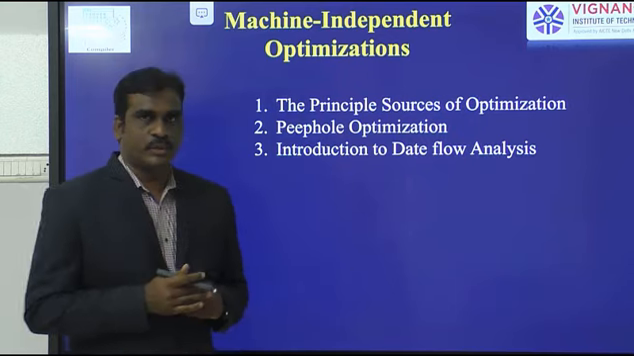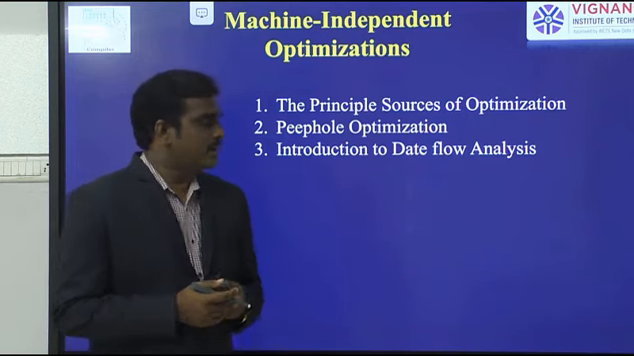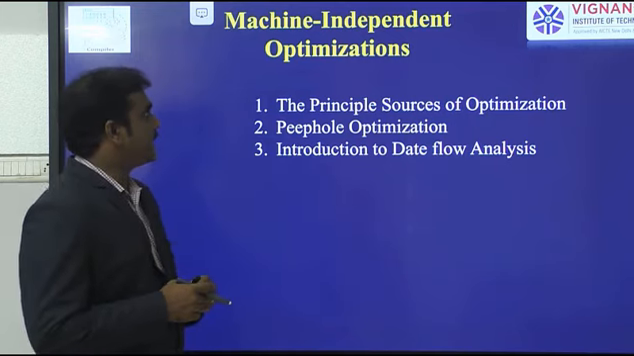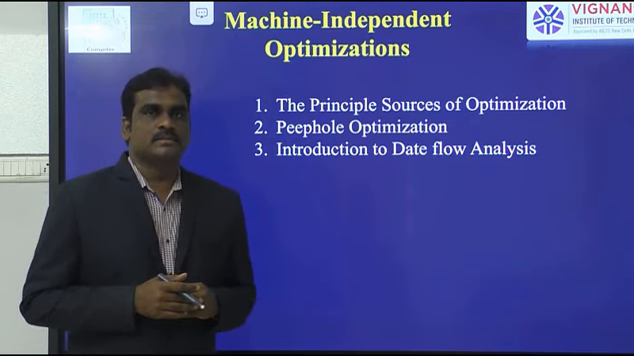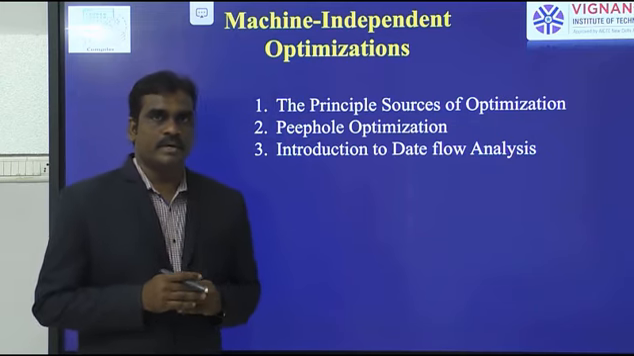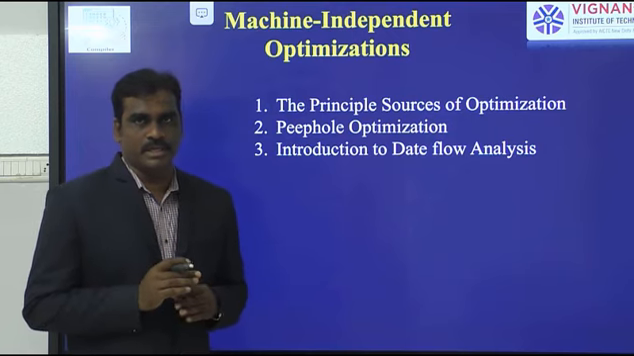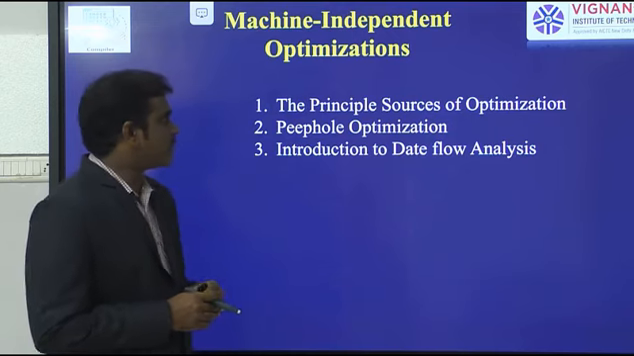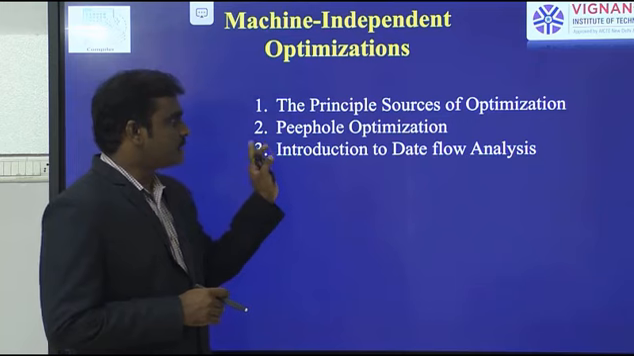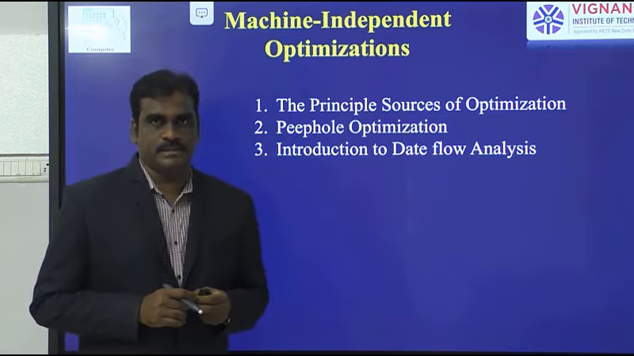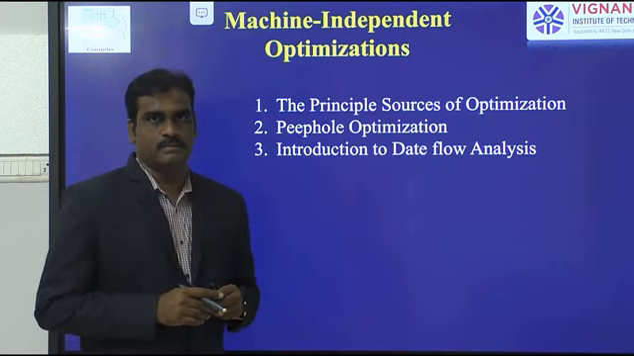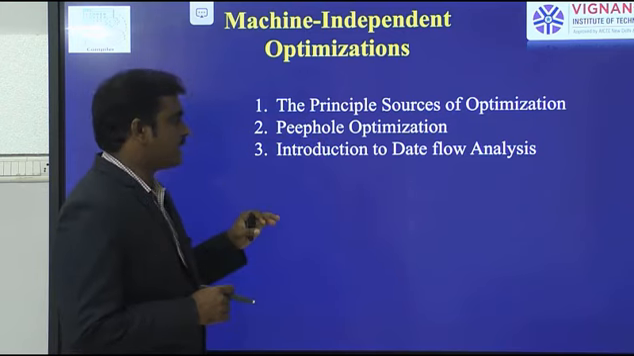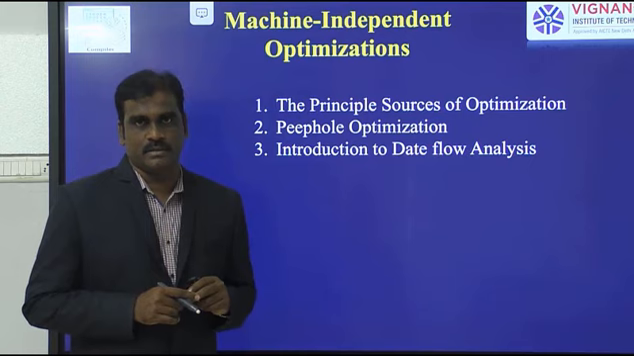So this is the last unit. The last unit is machine independent optimization. In this unit we are going to discuss only 3 points. The first point is the principal sources of optimization, the second one is peephole optimization, and the last one is introduction to data flow analysis.